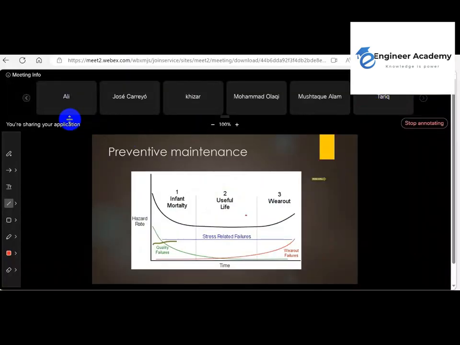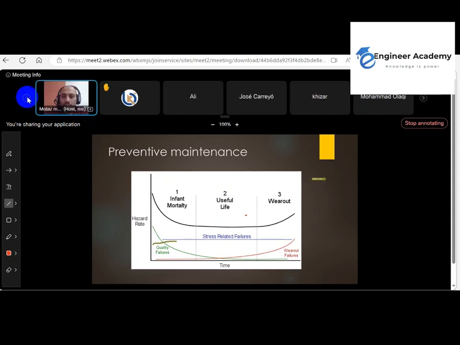What is the meaning of preventive maintenance? Preventive maintenance has many names, like time-based maintenance, periodic maintenance, preventive maintenance, of course. Then it counts on certain time, like at a certain time you need to do a certain kind or certain types of maintenance activity.